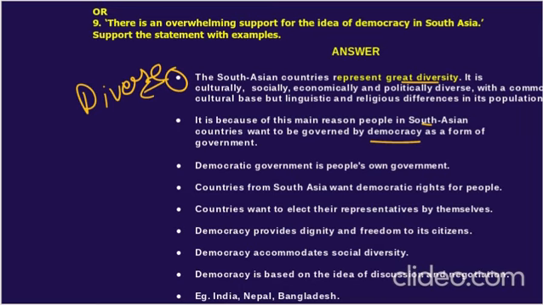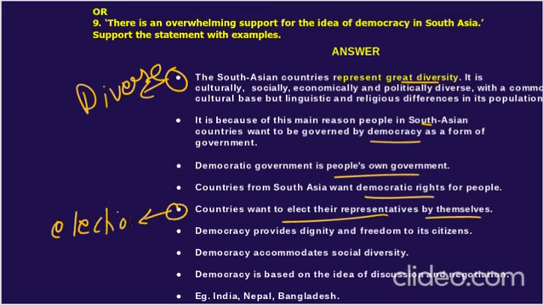Now democratic government is people's own government, as I said, for the people, by the people, of the people. So countries in South Asia are demanding their democratic rights as well, the fundamental rights which democracy gives. Countries want to elect their representatives by themselves. They want elections to be held to choose their own leader.